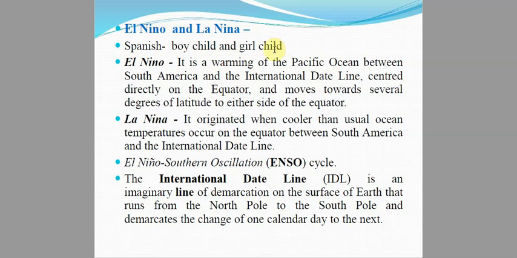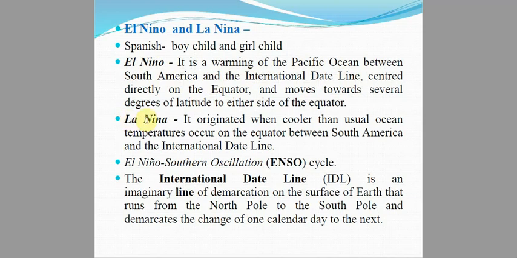So what are these concepts? El Nino is a warming of the Pacific Ocean between South America and the international dateline, centered directly on the equator and moving several degrees of latitude to either side of the equator. So what exactly this means is that warming of the Pacific Ocean between South America and the international dateline is called El Nino. It is a warming effect.